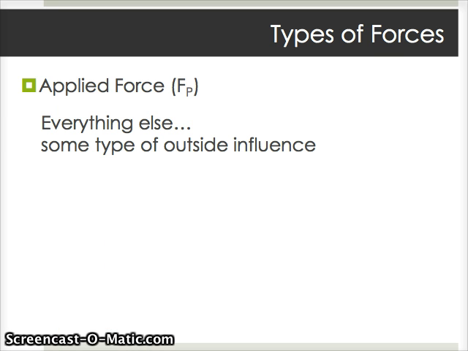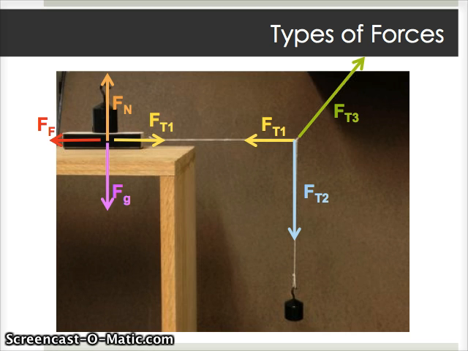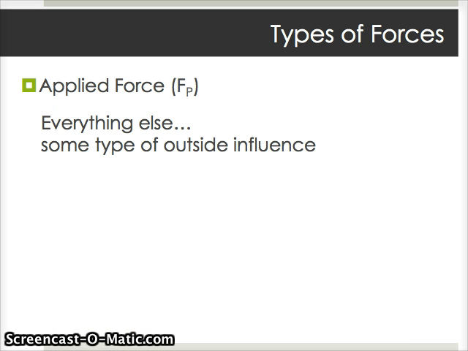All right, the last type of force kind of covers everything else. If there's something from outside the system exerting an influence, we would have an applied force, and I would often use F sub P for that, but there's really a lot of different ways of labeling that. And again, this is just something from the outside that does not fit into one of these other categories that we would call an applied force.